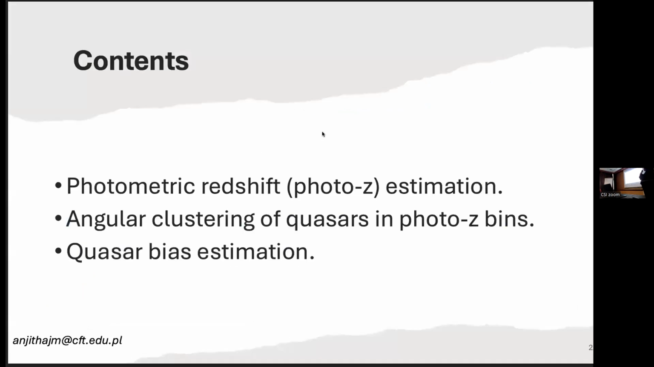The talk is mainly divided into three parts. First, I will explain how we estimated photometric redshifts of quasars. Then, I will describe the angular clustering and quasar bias estimation in photo-z bins.